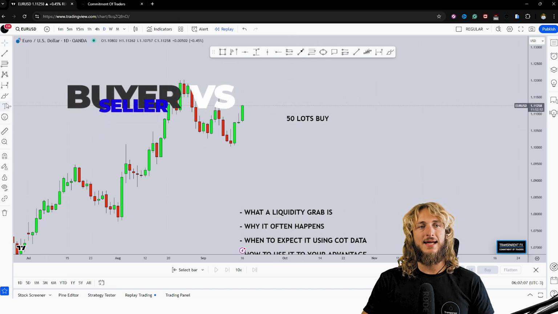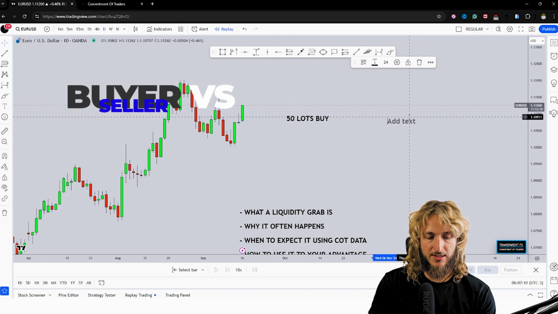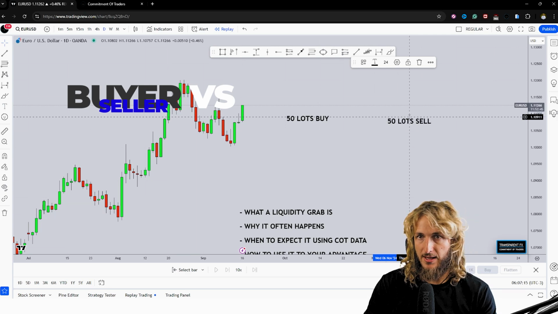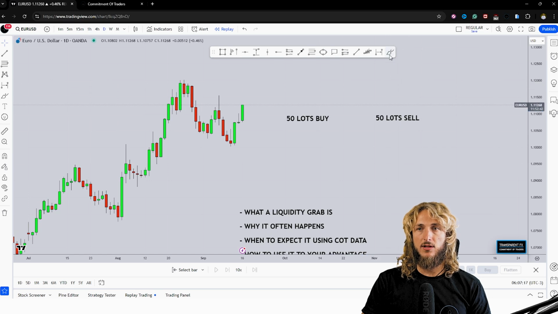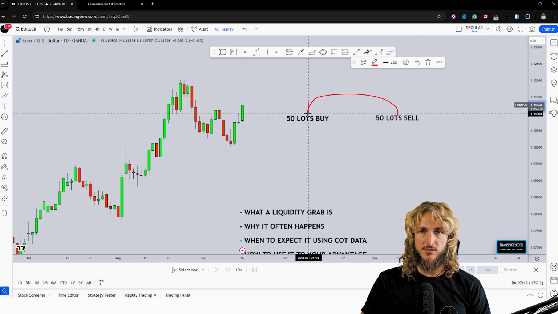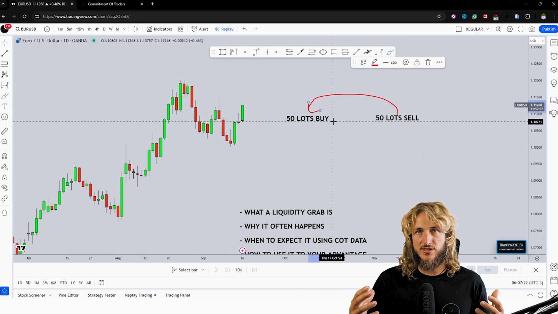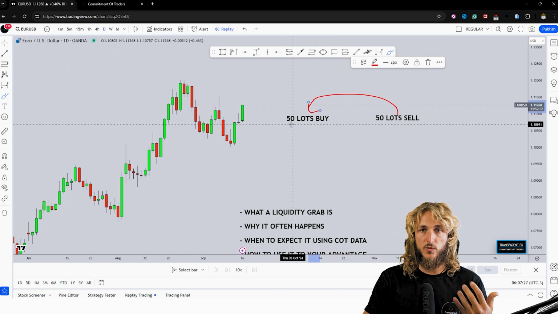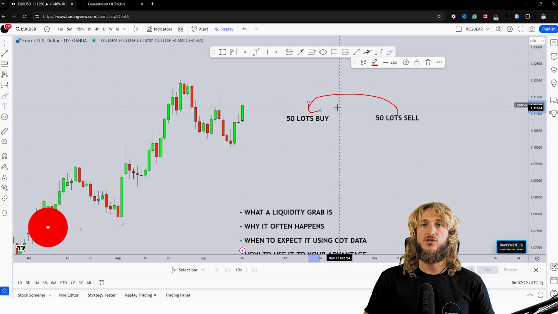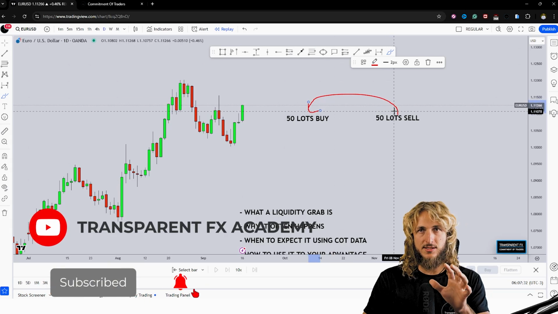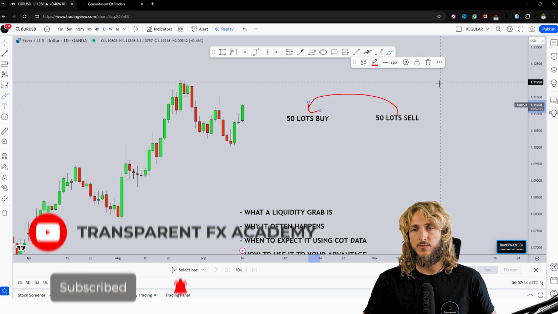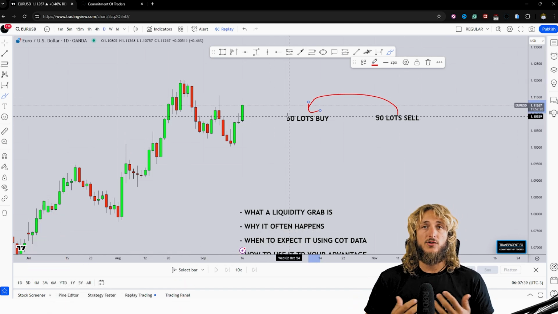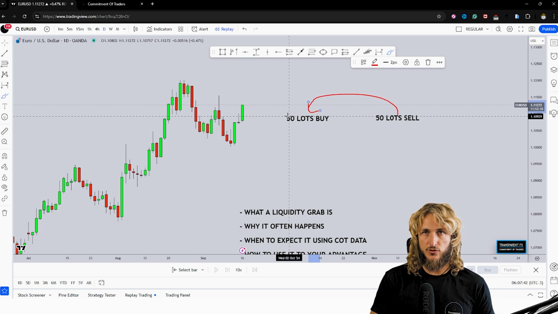What it needs is that another player in the market has a 50 lots sell order, because this 50 lots sell order is what this player here needs to buy. Obviously, this is an oversimplification, but it's just to explain the concept. This market participant wants to buy 50 lots. Someone needs to sell these 50 lots to them. So for every buyer, there needs to be a seller. For every seller, there needs to be a buyer. So someone is essentially selling for the other person to buy.